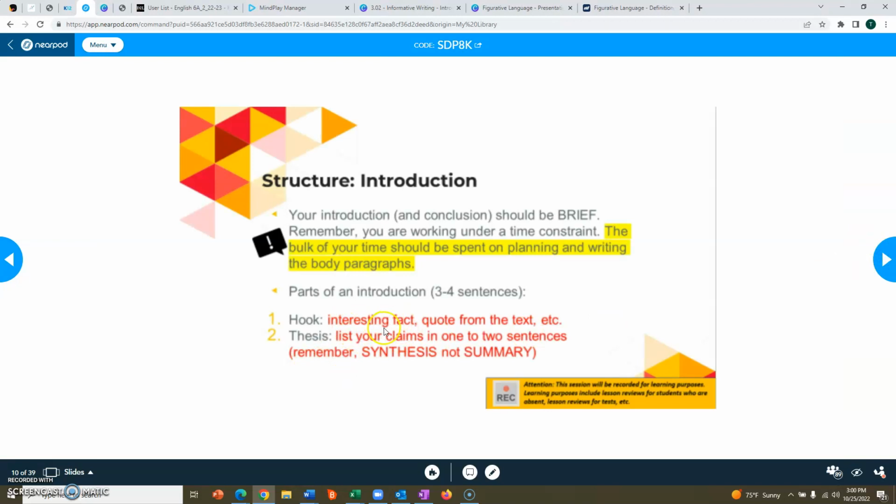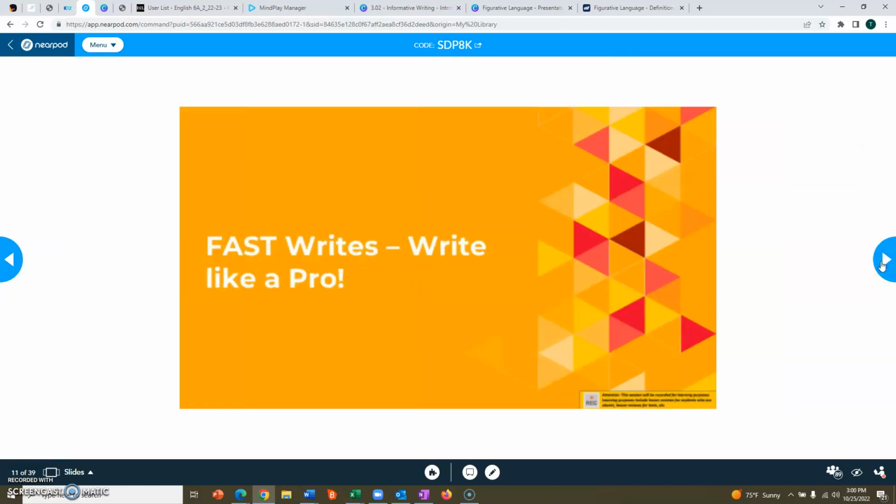So this is just, again, telling you what a hook is and what a thesis statement is, which is what I just told you. Okay, now we want to write like pros, right?